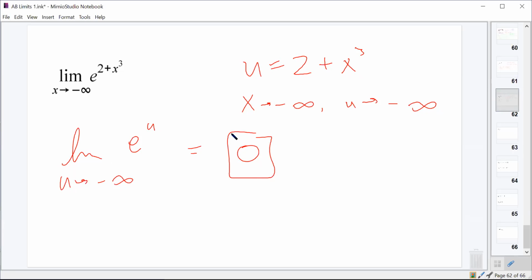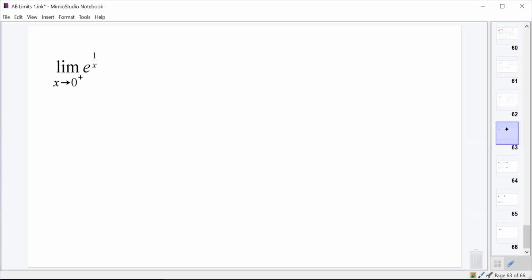We all getting the idea on these? Feeling okay about it? All right. Last one of this general type before we move to something even less pleasant. So the limit as x approaches 0 from the right of e to the 1 over x. What do you think we should do with that one? What do you guys think?